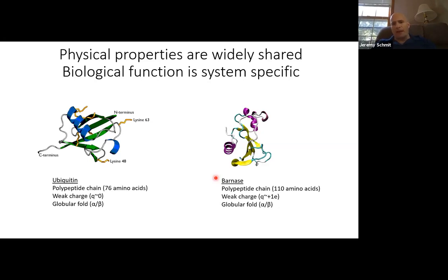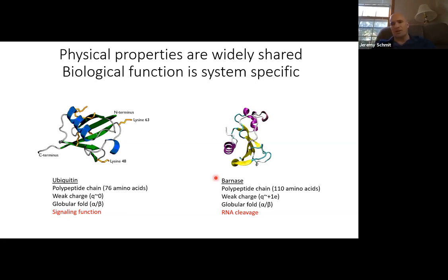However, biologically, that's not true at all. Because in biology, what we care about is the function of these molecules. And if we put the function up on there, ubiquitin is, of course, a molecule that signals a protein for degradation, whereas Barnase is an enzyme that goes and chops up bonds. So biologically, these molecules are incredibly different. And so this is going to set up a theme that's going to recur throughout the talk, this contrast between physical principles that apply to large numbers of molecules and biological function, which is incredibly system specific.